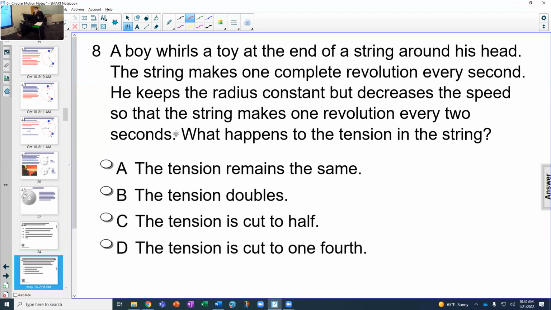Okay. He keeps the radius constant, but decreases the speed so that the string makes 1 revolution every 2 seconds. So what just happened to the frequency? It's now half a cycle per second, right? It got cut in half. You could also think about it as the period if that's easier. What happens to the tension of the string? If the frequency got cut in half, or you could say if the period doubled, however you want to think about it, what would happen to the tension in the string?